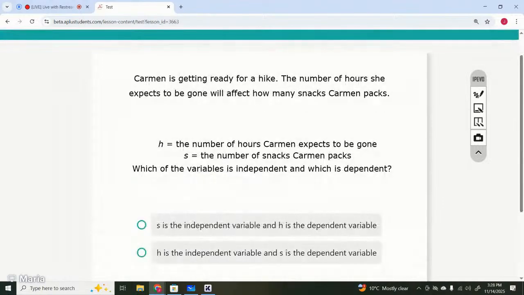Carmen is getting ready for a hike. The number of hours she expects to be gone will affect how many snacks Carmen packs, right? So H equals the number of hours Carmen expects to be gone and S equals the number of snacks Carmen packs.